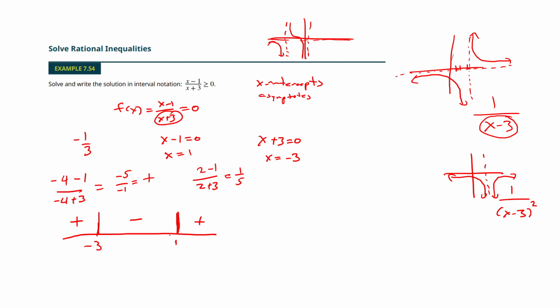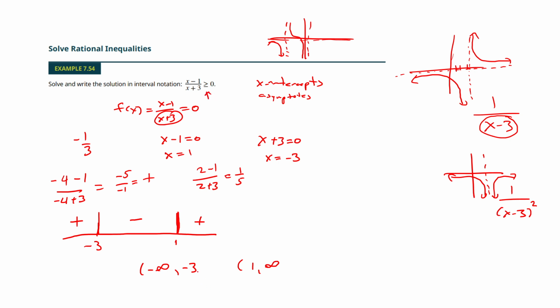Now the original question was this. When is this greater than or equal to 0? Well, we want where it's positive, right? So from negative infinity to negative 3, and I'm going to leave off something for just a second, and from 1 to infinity. Actually, I messed up what I needed to do here. So we need to say, but this was greater than or equal to 0.